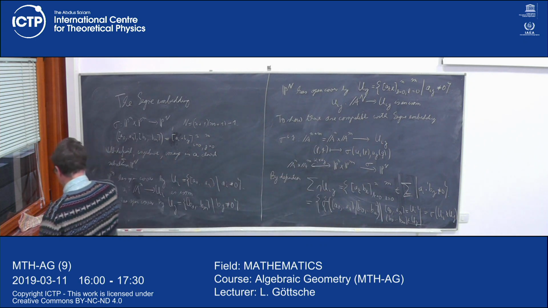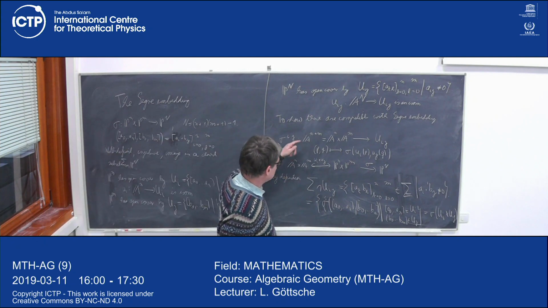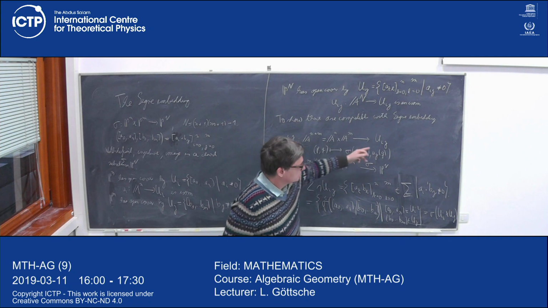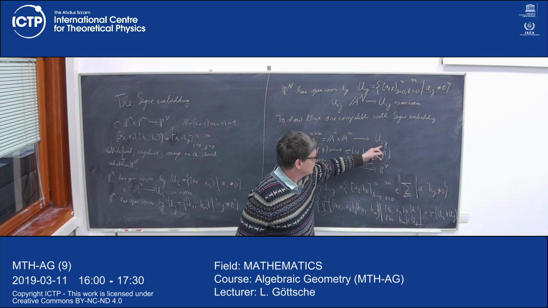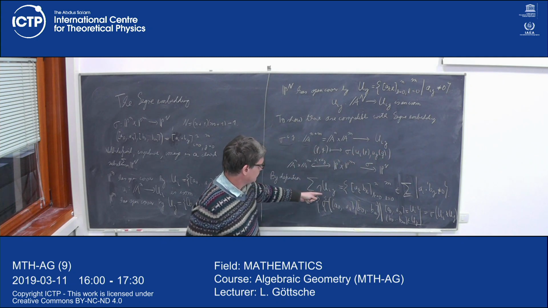And now we want to see that if we use this map, it actually is an isomorphism onto its image. So we have here this map, sigma_ij from A^(n+m) to U_ij. Obviously it cannot be an isomorphism to here because this is much bigger, but it is an isomorphism to here.